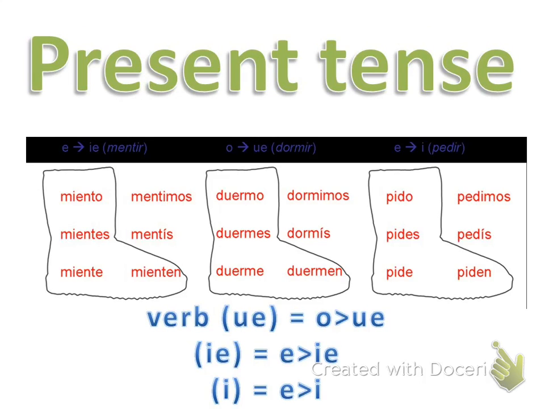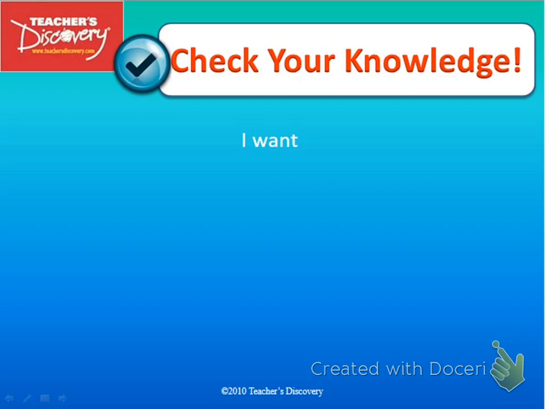So here's a couple of more examples. An O to UE, E to IE, and E to I boots. They just look a little bit different. Always don't make the change outside of the boot. But again, only in the present tense, and you can tell that these are using present tense endings. So a couple of practice here.